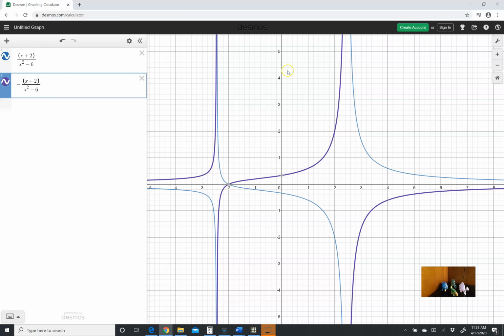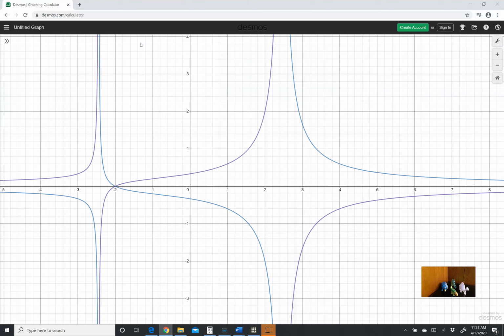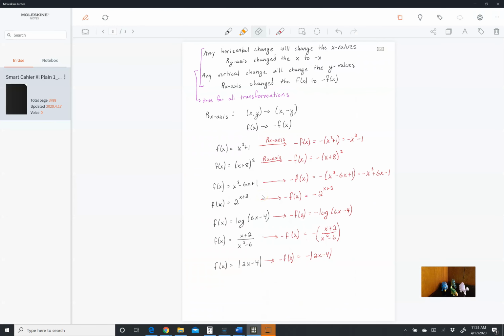And if you're not sure, you could look at individual points, right? This point has a corresponding point on the other side of the x-axis. That's on the blue graph, okay? And that's a reflection in the x-axis. So the next and the final type is a reflection in the origin, okay?